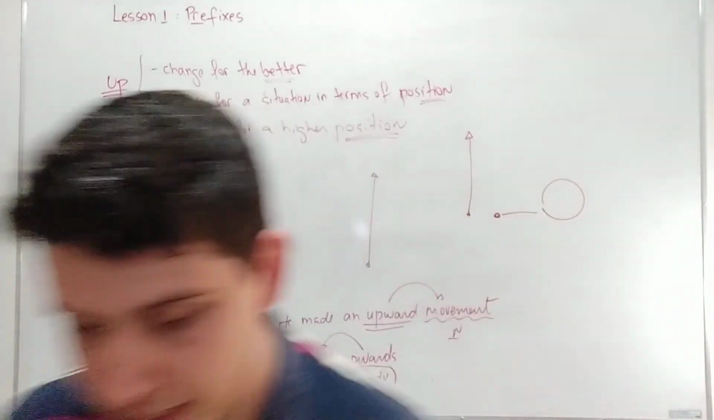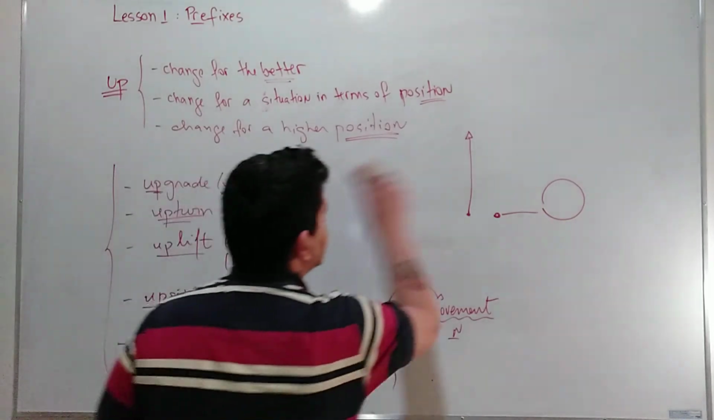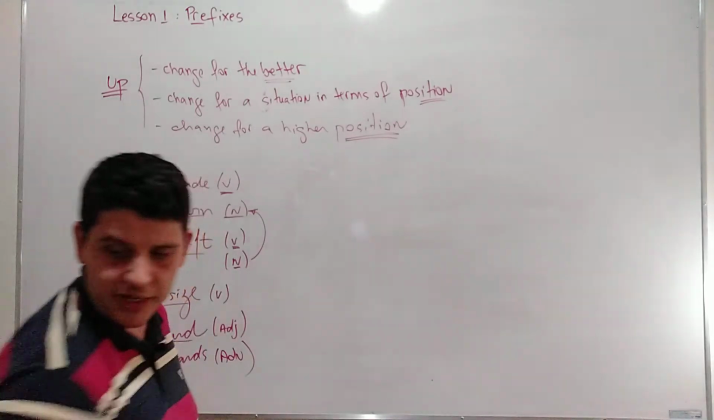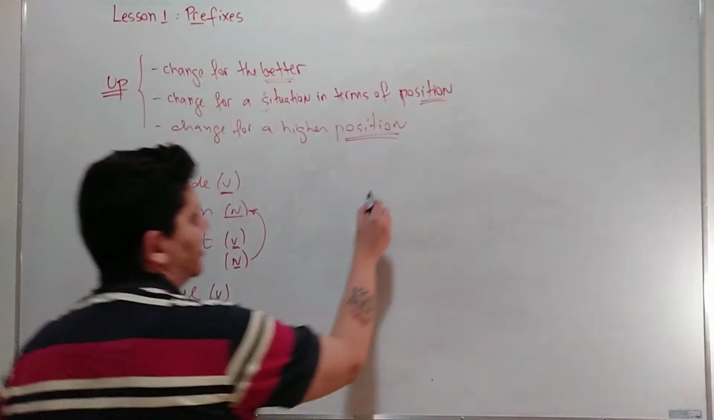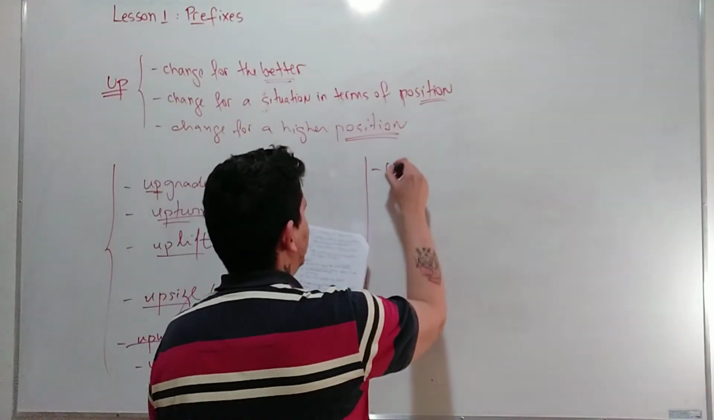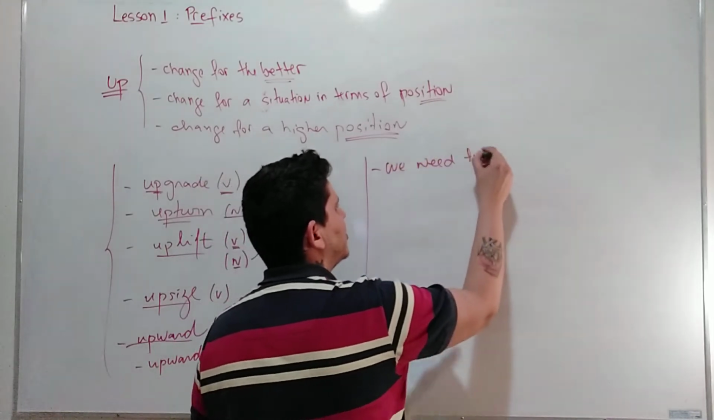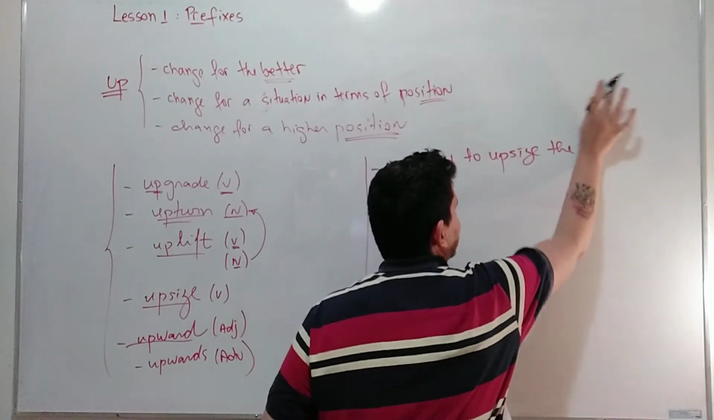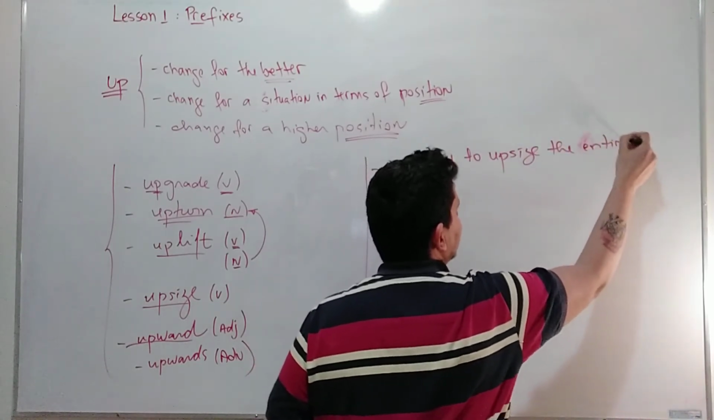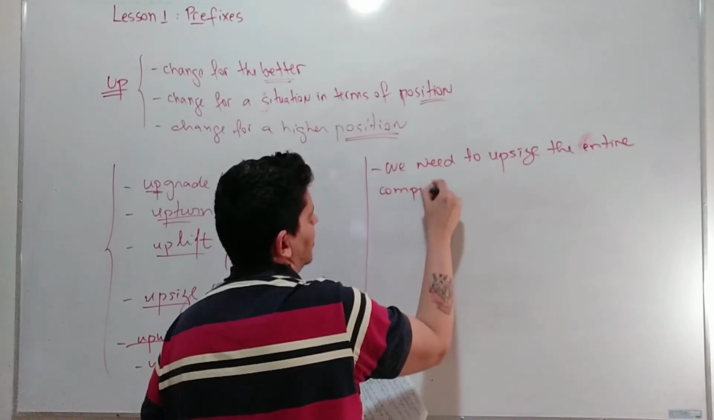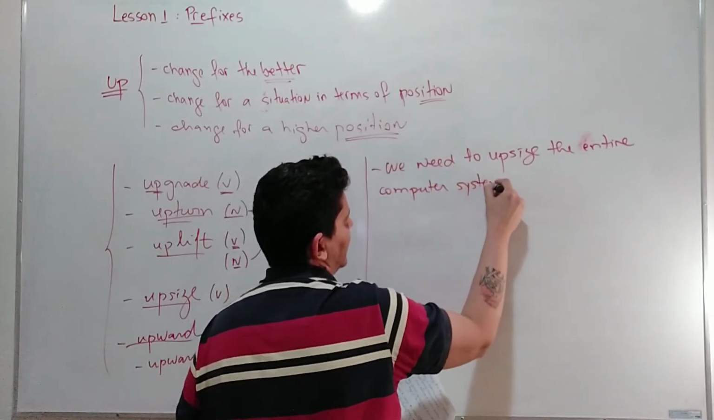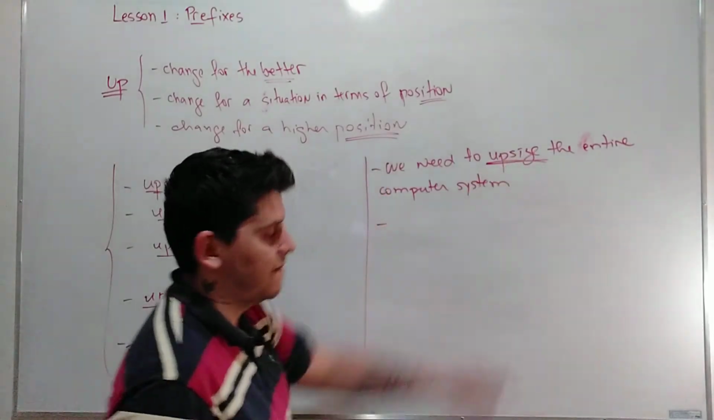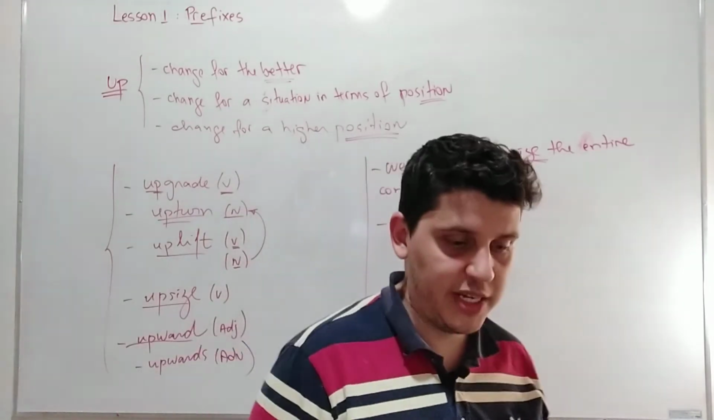And you are correct if you wrote this sentence. I'm going to write it right over here on the right corner of my board. Let's say the first one, we need to upsize the entire computer system. Okay, that's a sentence using upsize. This is a verb.